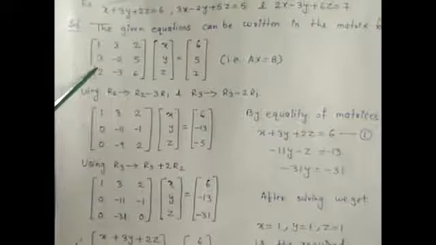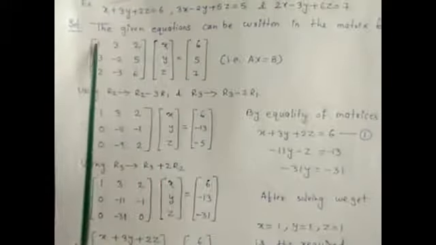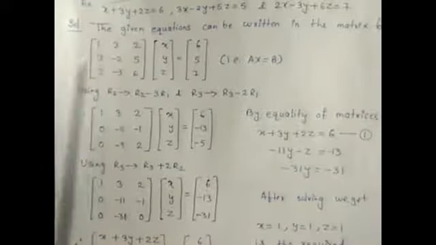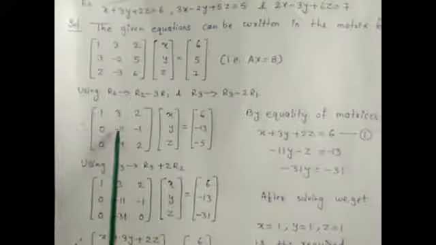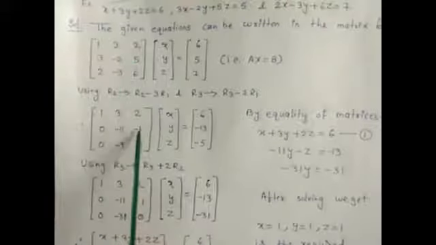What I am trying to do here, suppose first I will make this 3 zero. To make this 3 zero I will take help of 1. That means I will simply do R2 minus 3 times R1. 3 minus 3 times 1, that is 0. Minus 2 minus 3 times 3, that is minus 9. Minus 2 minus 9 is minus 11. 5 minus 3 times 2, that is 6. 5 minus 6 is minus 1.